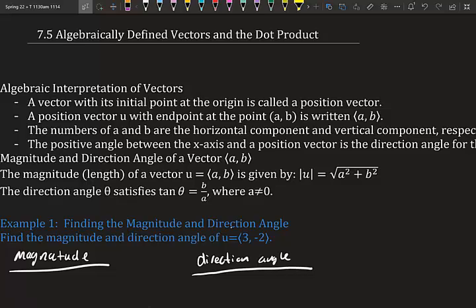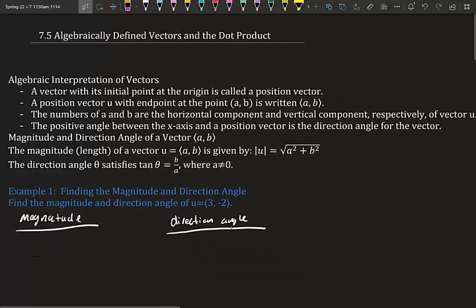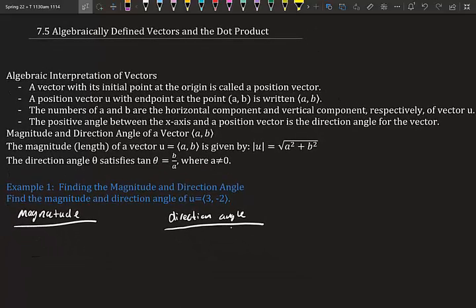7.5 Algebraically defined vectors and the dot product. So, algebraic interpretation of vectors. A vector with its initial point at the origin is called a position vector. A position vector u with endpoint at point (a, b) is written <a, b>. The numbers a and b are the horizontal component and vertical component respectively of vector u.